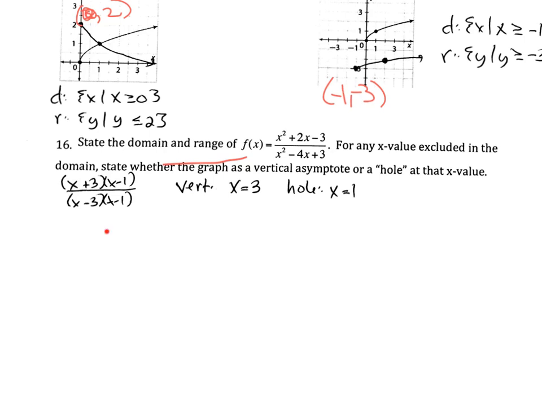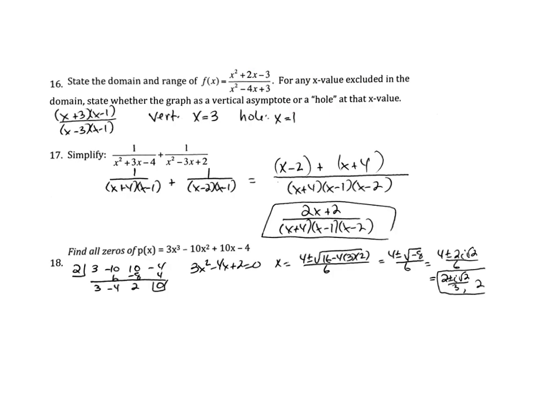The vertical asymptote is whatever makes the bottom 0. That is not a hole. So that is what makes the bottom 0, which is 3. So you put X equals 3. Make sure you put X equals on both of those answers so you can get them right. Just hit 16 on the last slide.